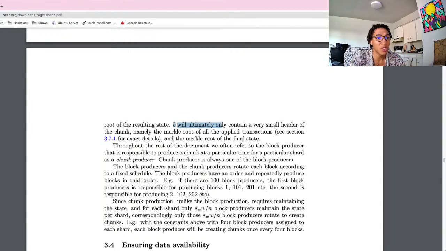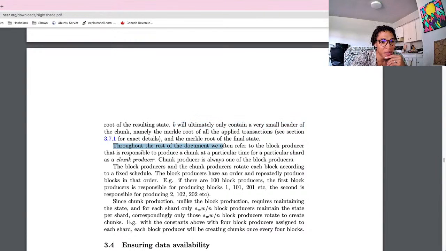B, this block, will ultimately only contain a very small header of the chunk, namely the Merkle root of all applied transitions. So they're only keeping the hash of all the different changes to the state. That block is not carrying much data at all. So you're trusting the block producer to produce. Basically, they're just producing a proof saying this information is true. So they download the information, verify it, and submit a proof.